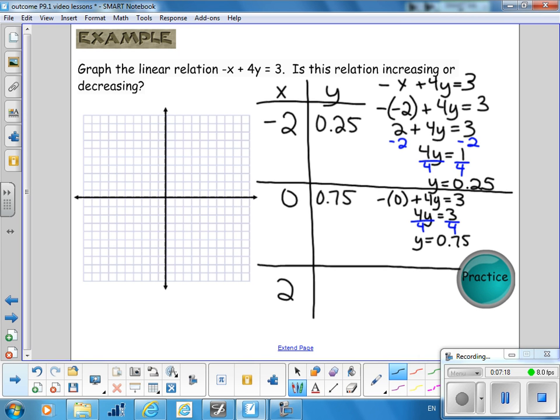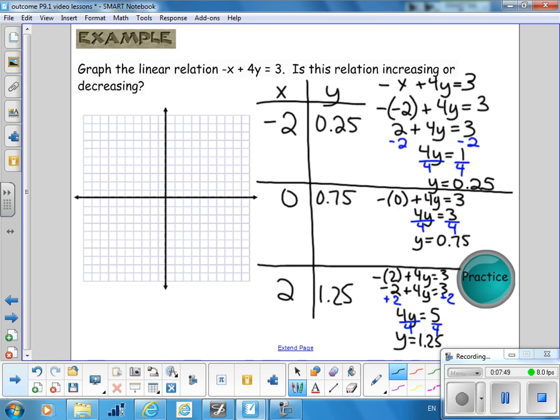And then we've got a positive 2 we're putting in. So negative positive 2 plus 4y equals 3. So we end up with negative 2 plus 4y equals 3. Inverse of negative is addition. So we get 4y equals 5. Inverse divided by 4. 5 divided by 4 is 1.25.